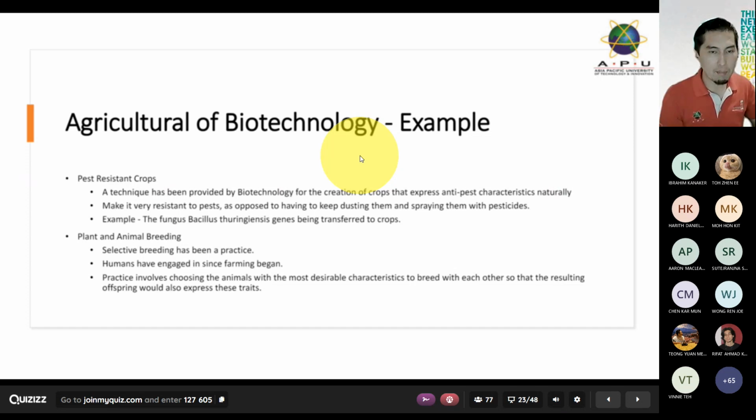So examples are here, pest-resistant crops. The most popular one, of course, is to avoid, because you do not want to keep spraying pesticides onto a lot of these consumable items. So what you are doing is making sure that the crops themselves are resistant to pests. The most popular one is the third line down here, the fungus Bacillus.